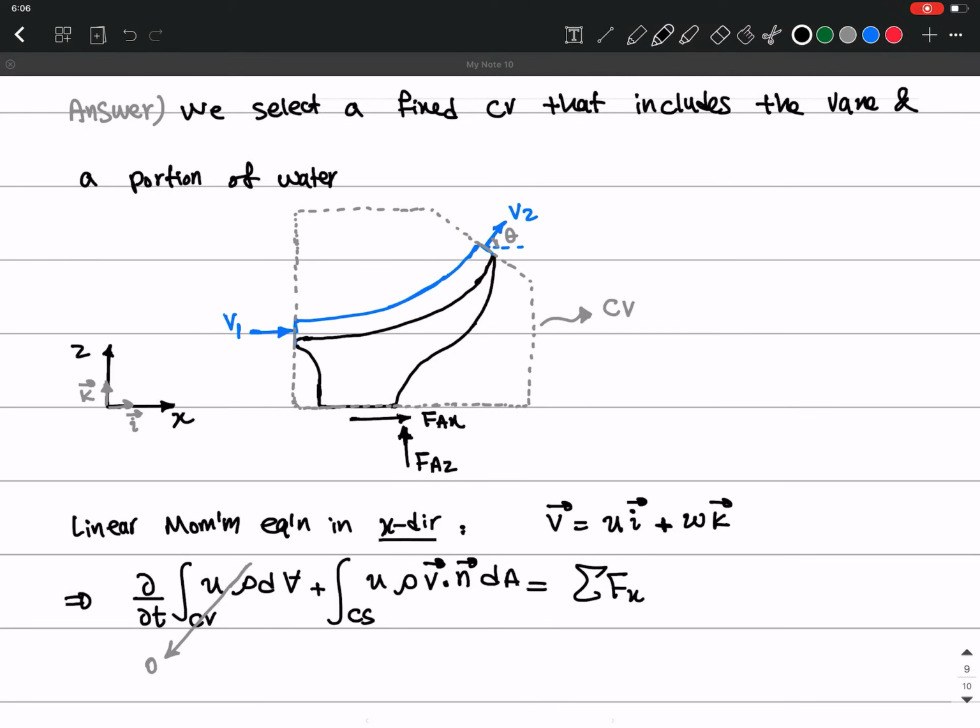Because we have steady flow. So in general, if you have a steady flow, this term is going to be 0. If you don't have any time variations, which is mostly the case in this course at least, this term is going to be 0.